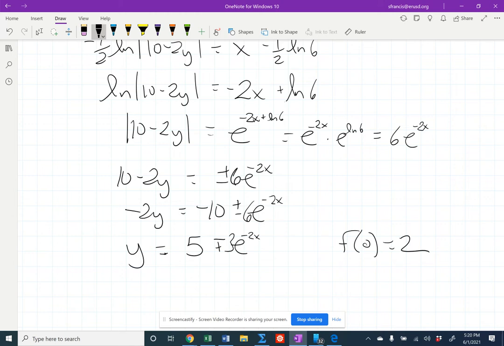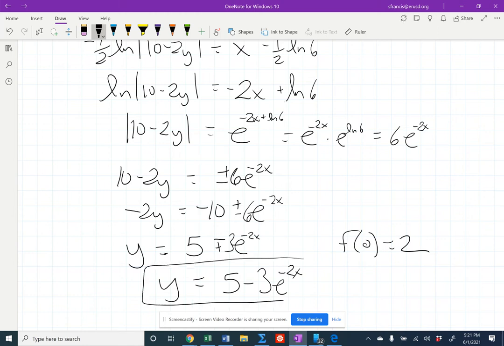You guys probably noticed me yelling at the screen. When I plug in 0, I have to make sure I get 2, so I want the subtraction. When I plug in 0, e to the 0 is going to be 1. I want 5 minus 3 to give me 2 instead of 5 plus 3, which would be 8. So the answer I want here is this one right here. Okay.